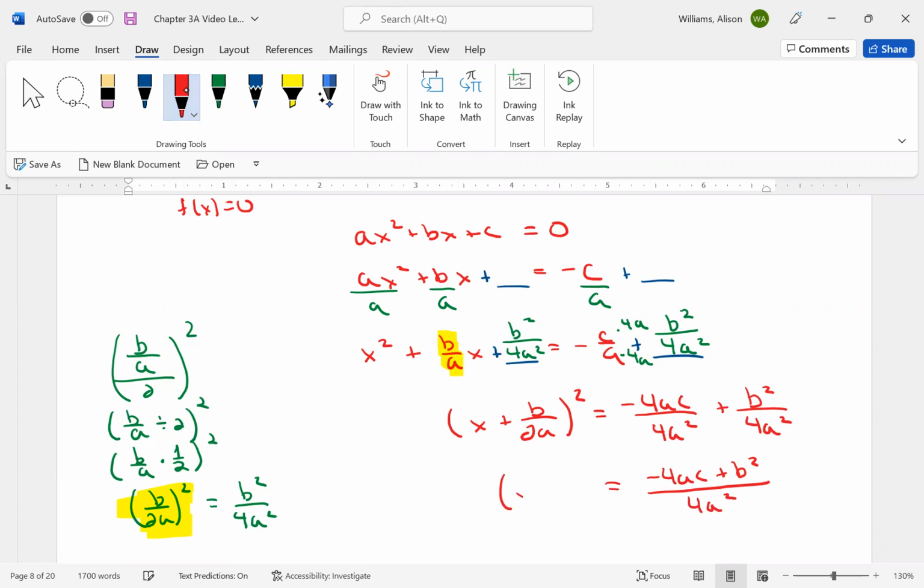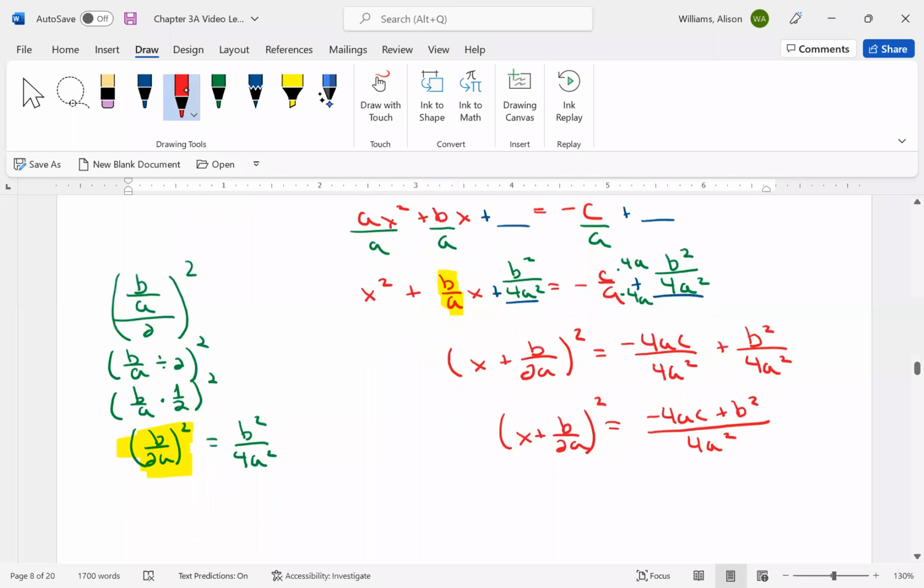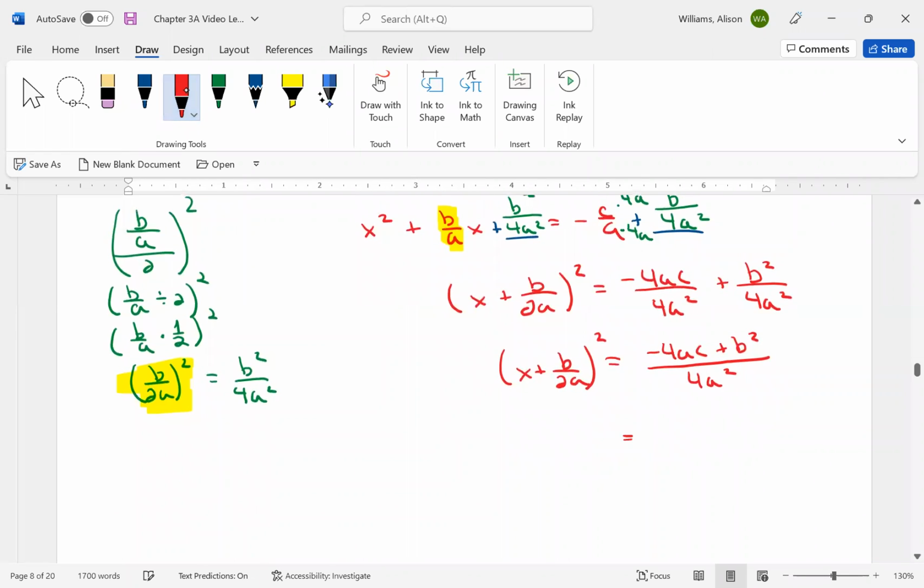Now, if you remember the quadratic formula, that right side might start to be looking familiar, in particular in the numerator. We typically rewrite it with the b squared first. So I'm going to take a second, put the b squared in the front, because that's going to be more consistent with what we might remember for the quadratic formula.